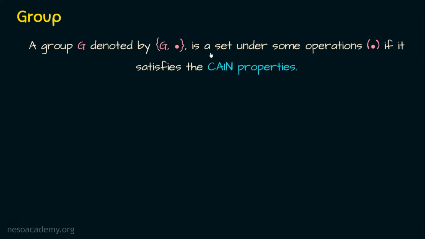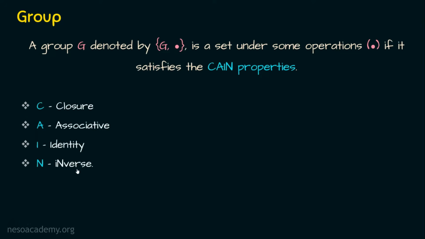But this group is not referred to as simply a set. It is referred to as a group. Why is it referred to as a group? Because this set of elements under this operation dot, when it can satisfy these properties, then this set is called a group. Now what is the set of 4 properties, that is the CAIN properties, to be satisfied for the set to be a group under the operation dot? The properties are C for closure, A for associative, I for identity, and N for inverse. If these 4 properties are satisfied, then G, dot is said to be a group.